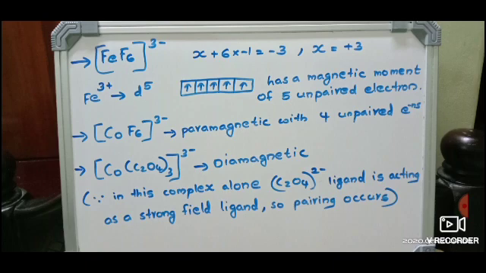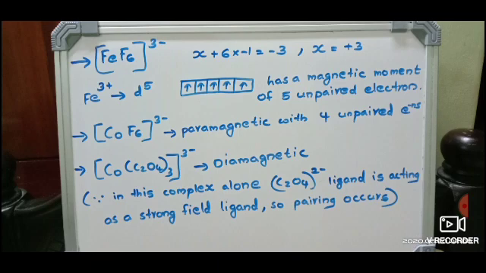Co(C2O4)3 3-. This is a diamagnetic compound. Actually, when we consider C2O4 2- as a weak field ligand, this is not the situation, but in this case, only in this case, C2O4 2- is acting as a strong field ligand. Therefore, pairing will occur here. As a result of that, it is a diamagnetic compound.